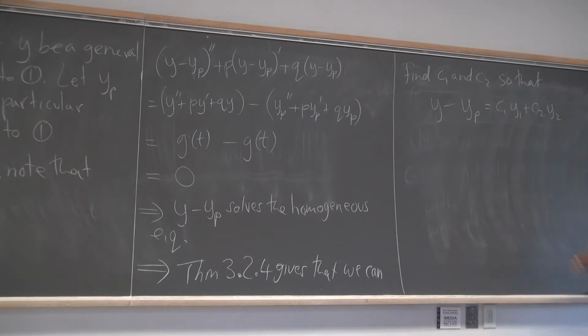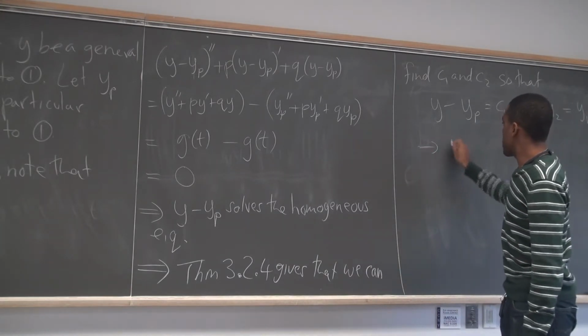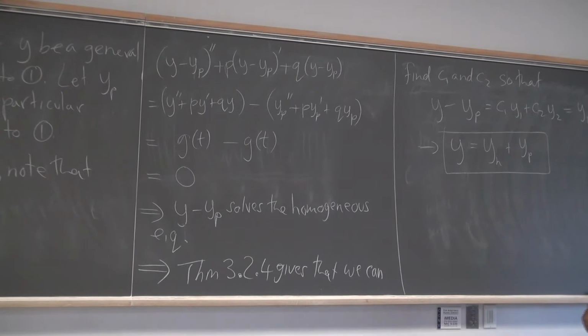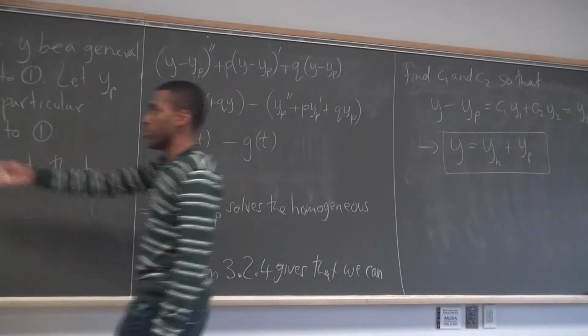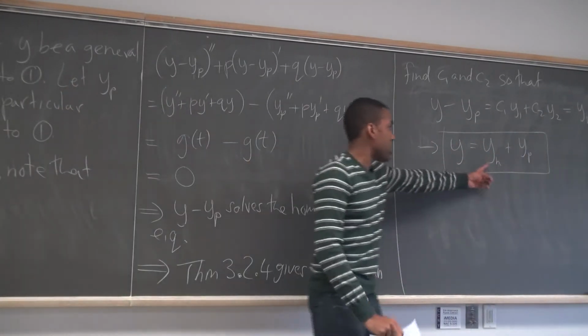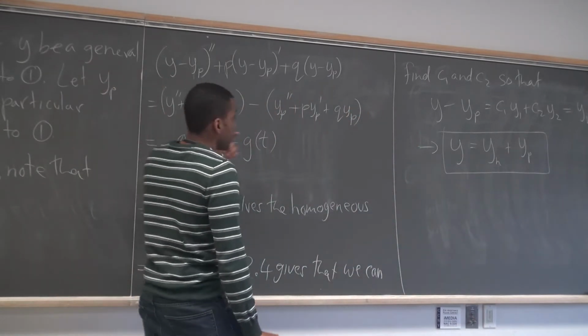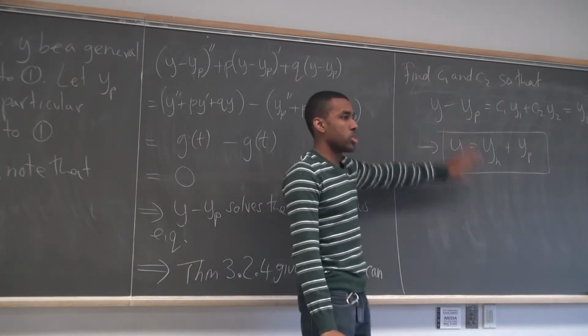Right? It's possible to find constants C1 and C2 so that this is true. But this guy is just YH, the homogeneous solution. That means that Y, the general solution, will just be the sum of the homogeneous solution plus any particular solution. So if you have the non-homogeneous case, once you know how to solve the homogeneous case, if you take that and add it to any particular solution to the general equation with g of t on one side, which I erased, this is what the solution would look like.